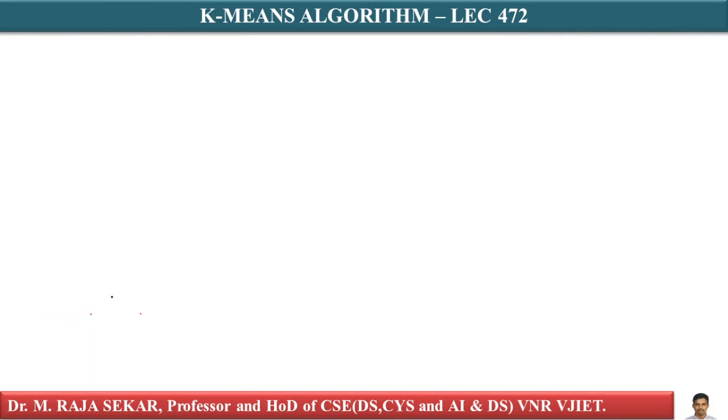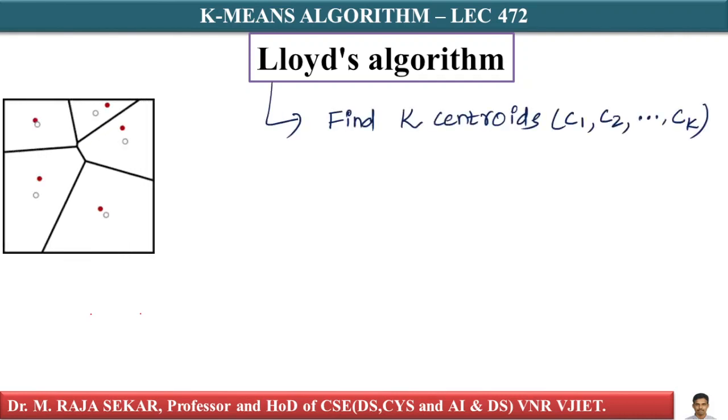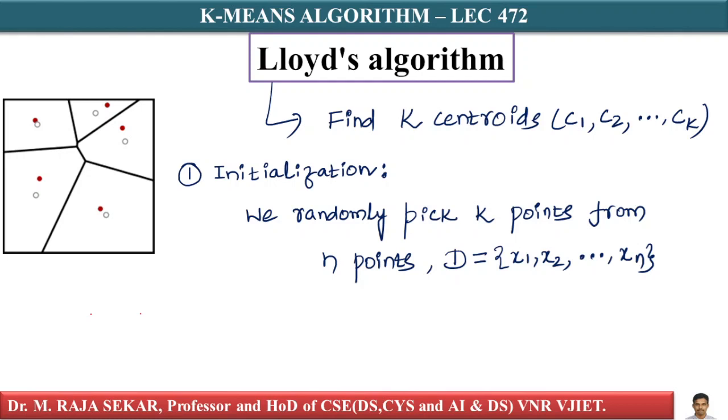In this lecture, we will try to understand the k-means algorithm. So, now let's look at Lloyd's algorithm, which is how we compute or find k centroids C1, C2, and so on, Ck, which we need to determine. These k centroids need to be determined for k-means. So let's go step by step. The first step is called initialization.